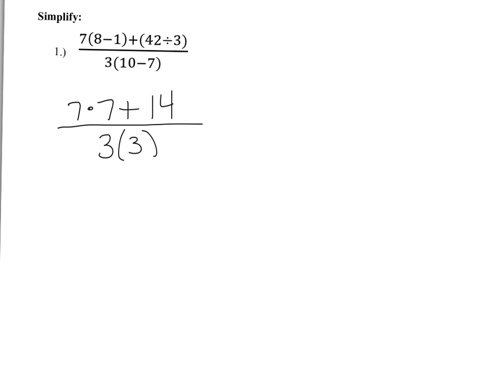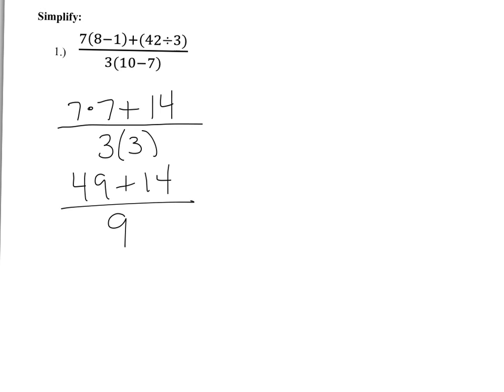So if you look at the top, there is some multiplication. If you look at the bottom, there's some multiplication. So we're going to multiply the top first, which is going to give us 49 plus 14. And we can go ahead and multiply the bottom as well. So over 9.